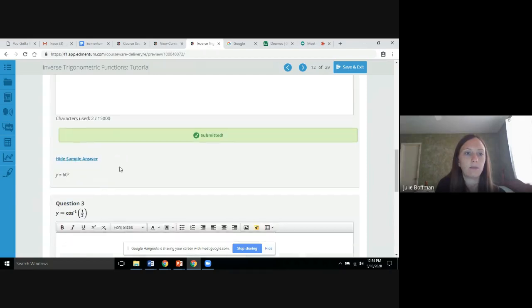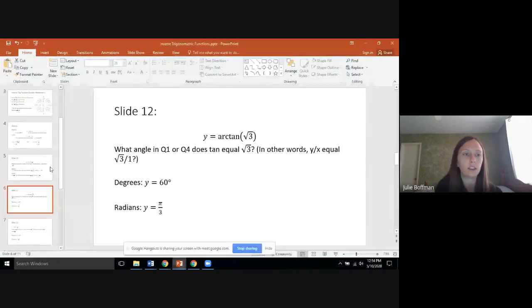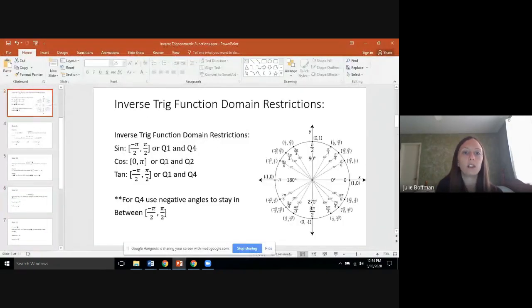And that was correct. Now, the last one is cosine. Cosine is the one with its own restrictions, right? For cosine, you do quadrant 1 and 2.